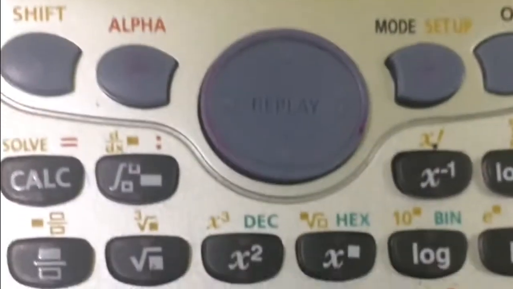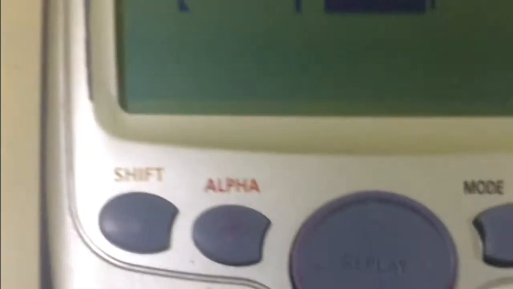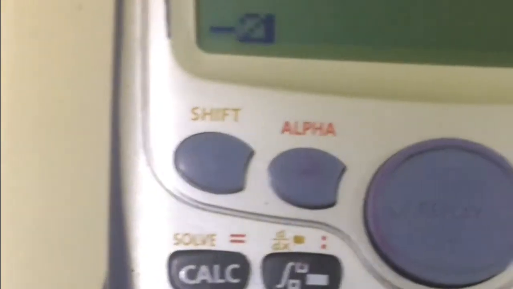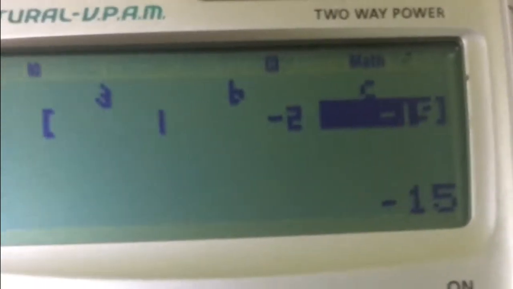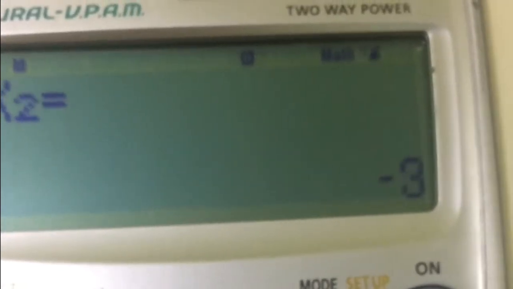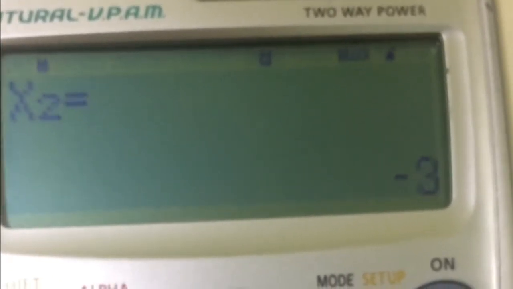A for us was 1 and b was negative 2 and c was negative 15. Alright, and it will give you the values. x is 5, x is negative 3.